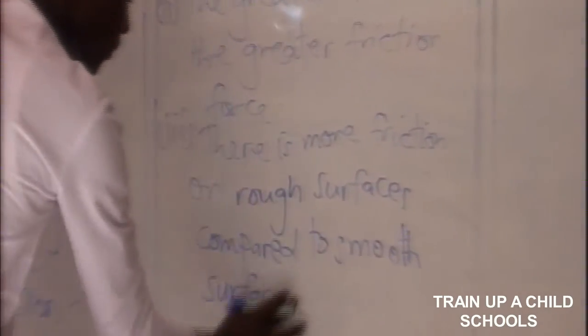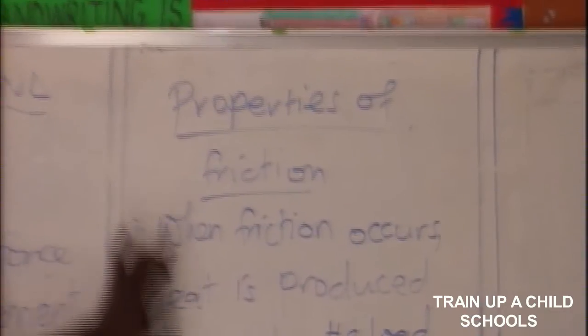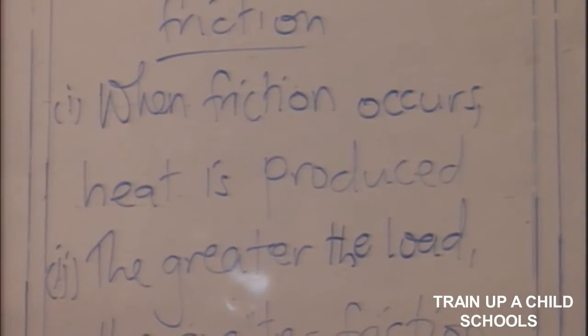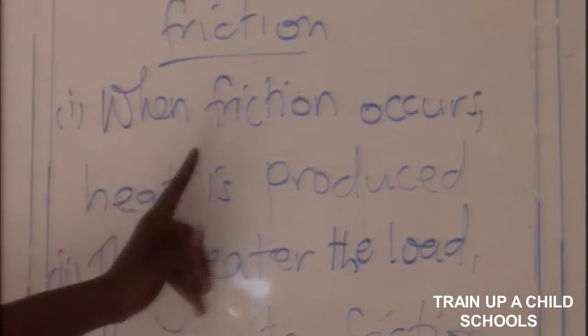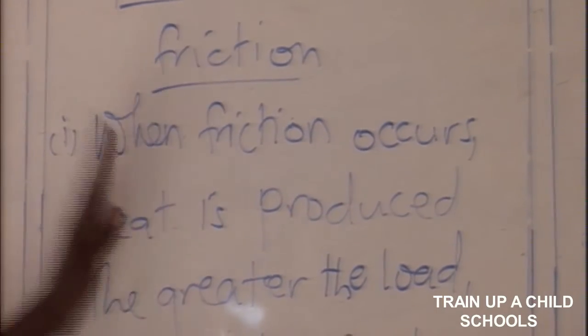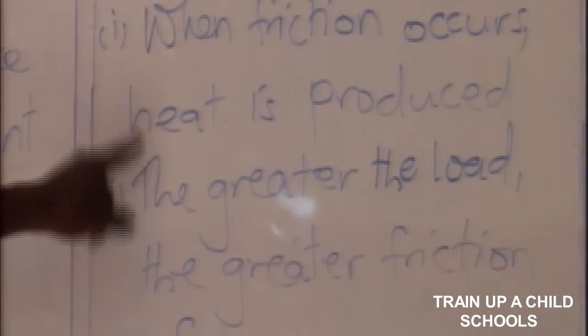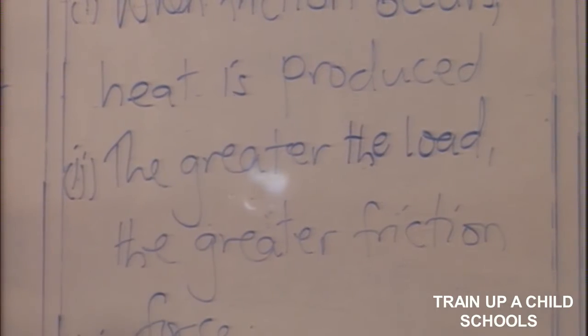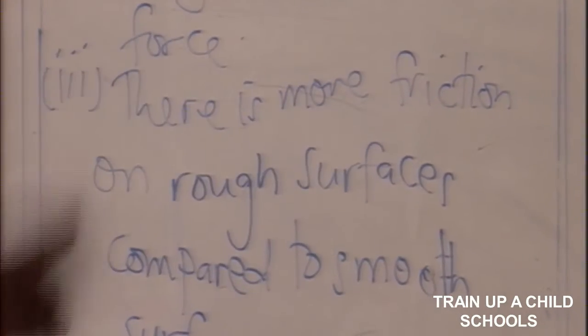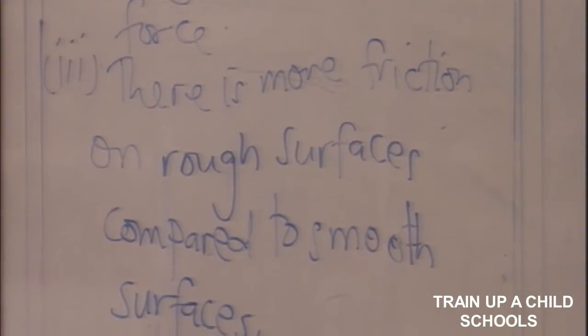So we say these are the properties of friction. More are there, but these are the three that so far we know. One, when friction occurs, heat is produced. Two, the greater the load, the greater the friction force. Then the last one is there is more friction on rough surfaces as compared to smooth surfaces. So basically, these are the three properties of friction.